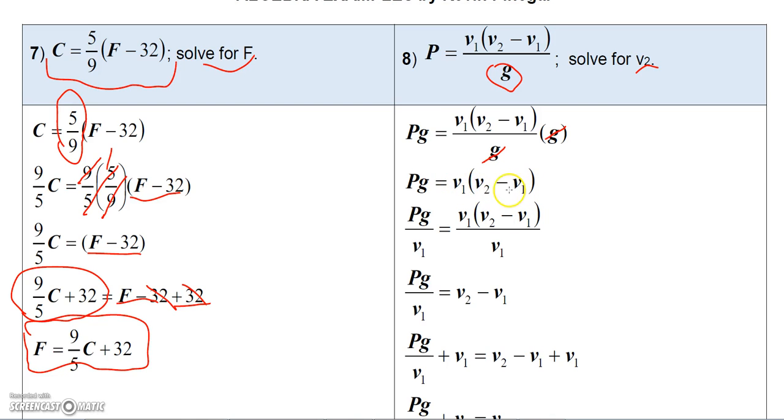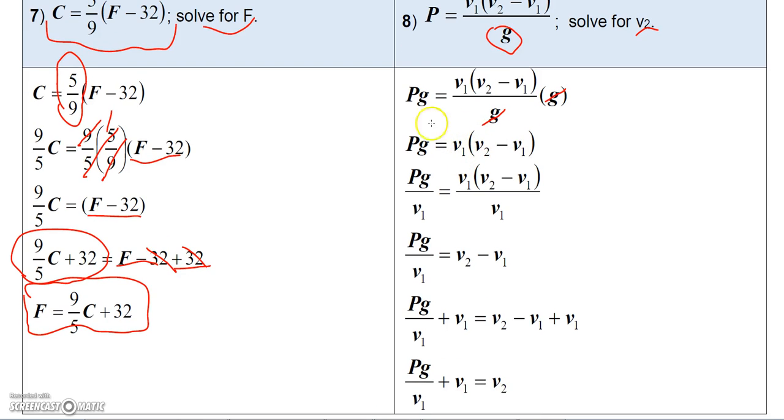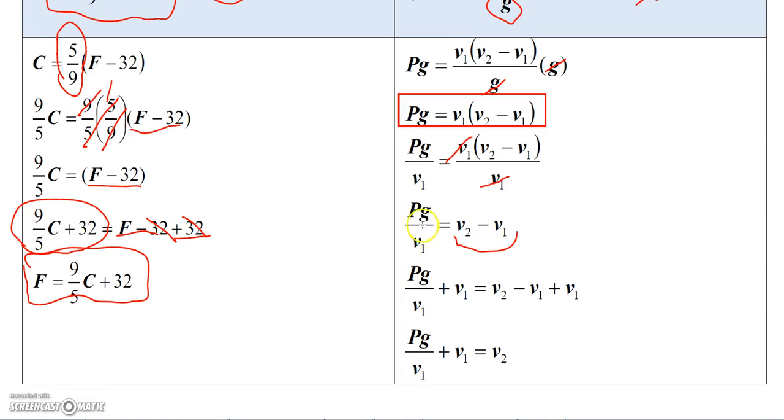Now, there's a couple of different ways you could approach this, but here's what I'm going to do. I'm going to take what I've got here and divide both sides by V1. I'm going to take this right-hand side and divide it by V1. What that'll do is allow the V1 here and the V1 here to cancel as 1, and so I'll just have V2 minus V1 on the right-hand side. And since I divided the right-hand side by V1, I have to divide the left-hand side by V1, so I'll get PG divided by V1. Okay, so now I'm here, right?